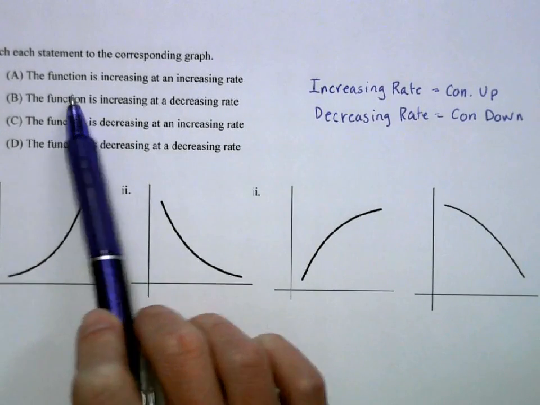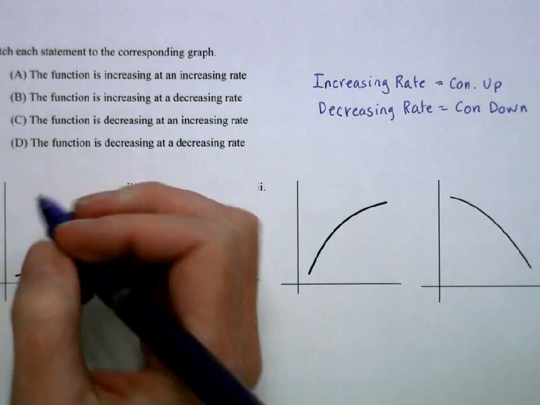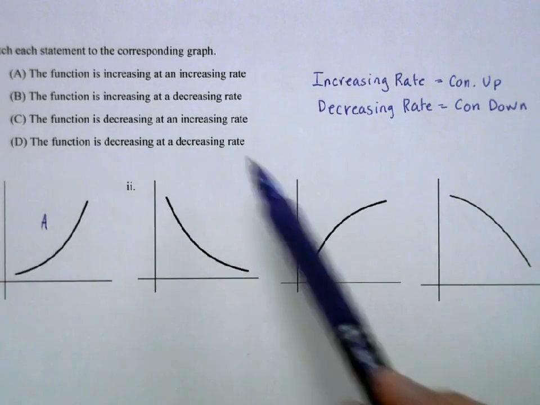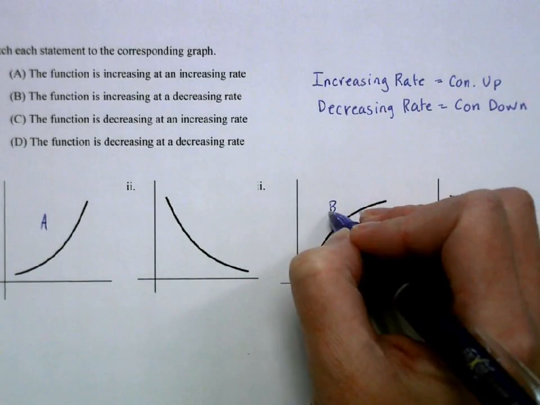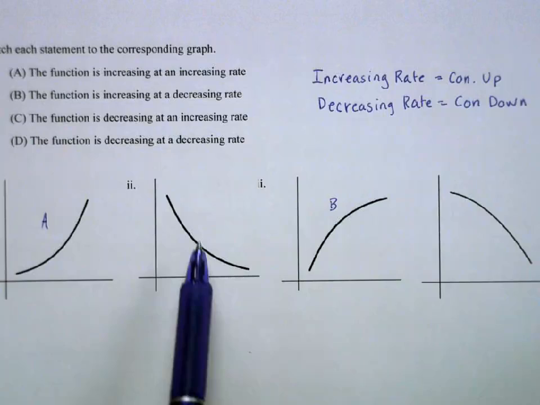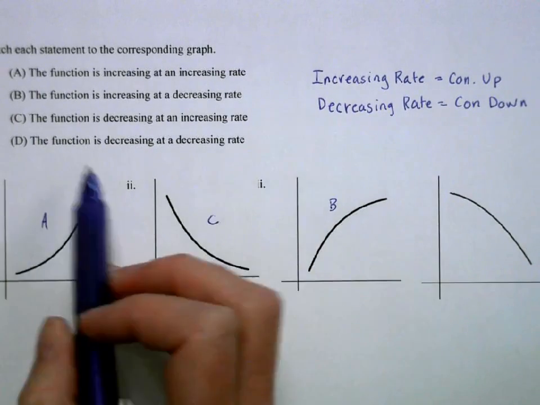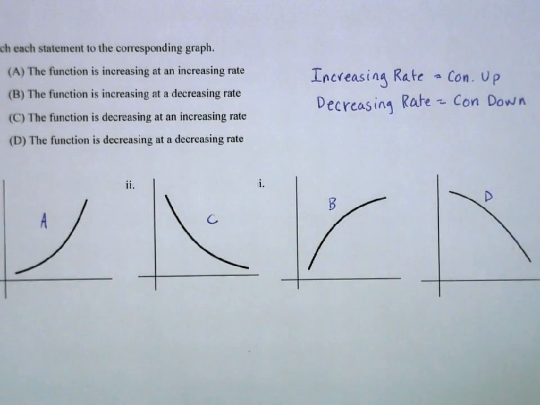Here, a function increasing at an increasing rate is increasing and concave up. So that's going to be that one. Increasing at a decreasing rate, so still increasing, but the graph is concave down. Decreasing at an increasing rate, so we're looking for decreasing but concave up. And decreasing at a decreasing rate, concave down.